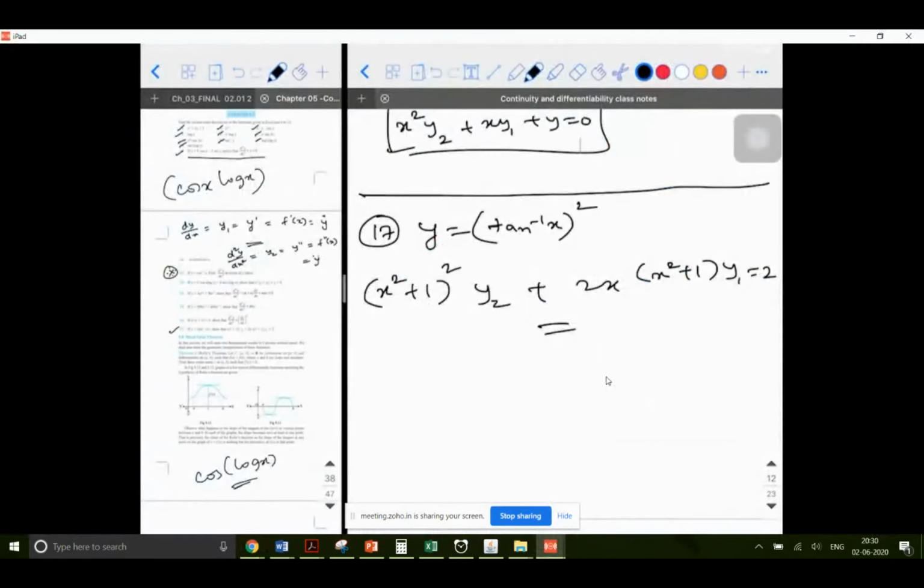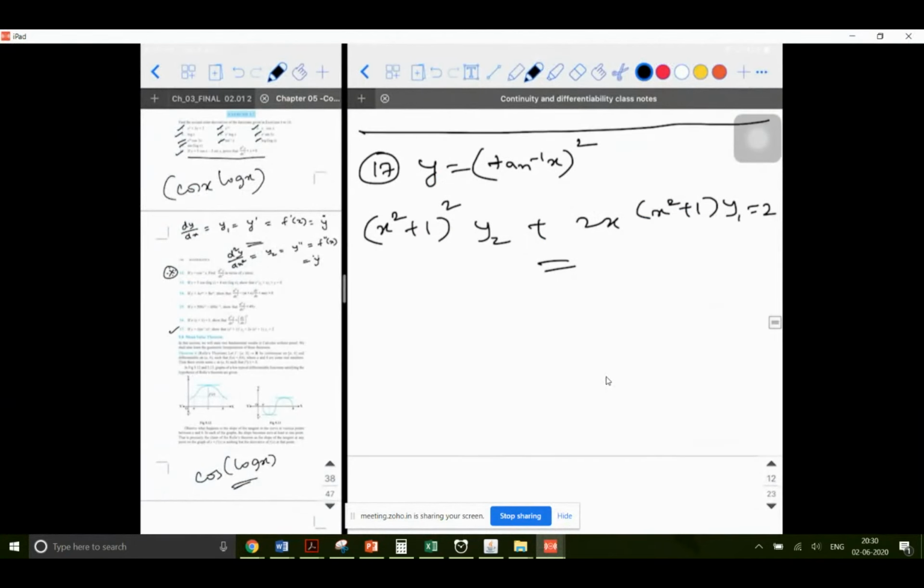Jay Shri, tell me. y is equal to tan inverse x, the whole square. y1 is equal to 2 tan inverse x into, yeah, you're right, you need to apply the chain rule. So the derivative of tan inverse x is 1 by 1 plus x square.